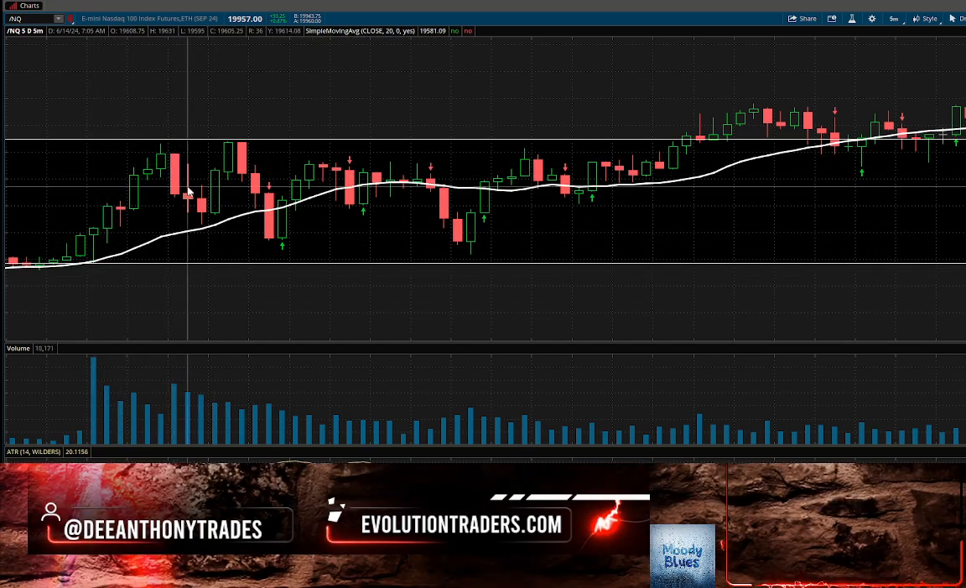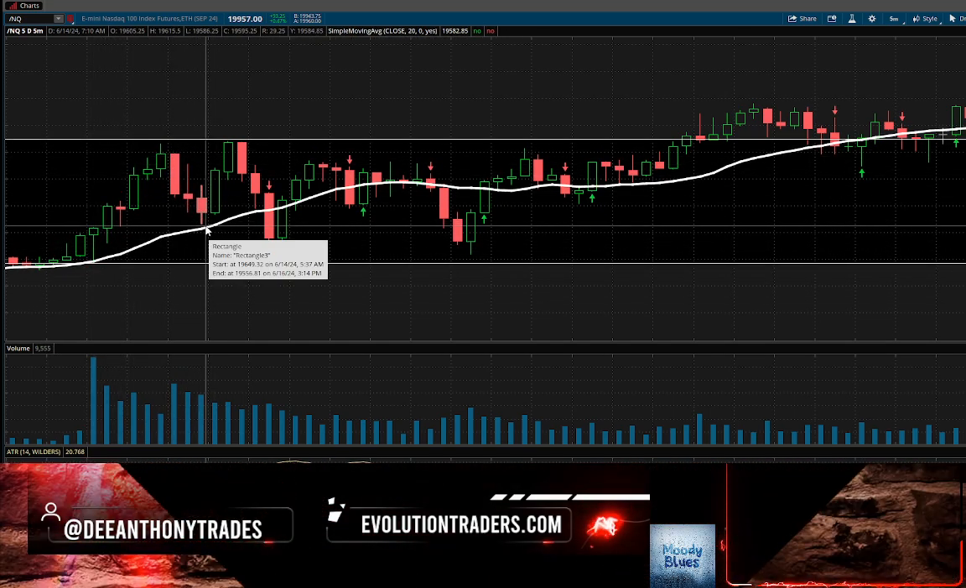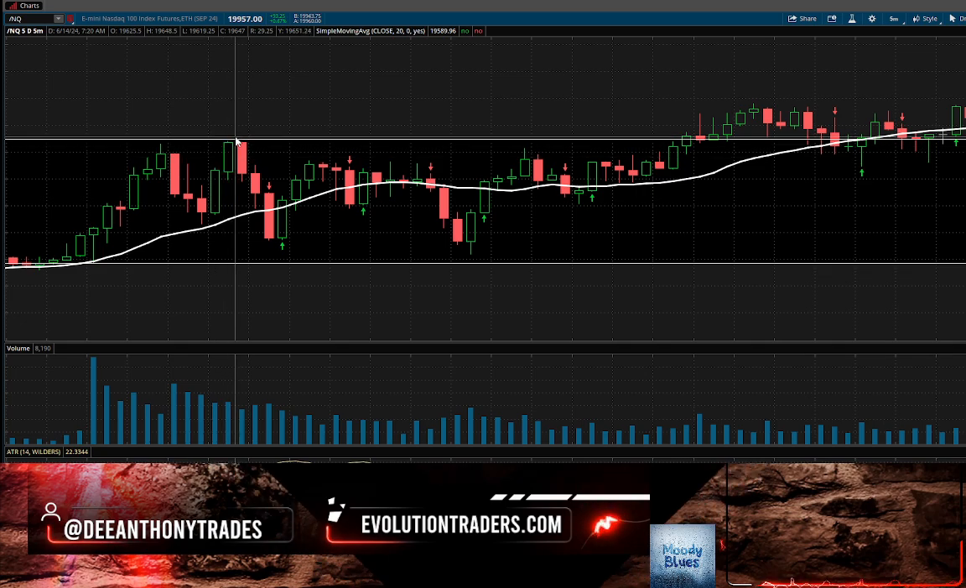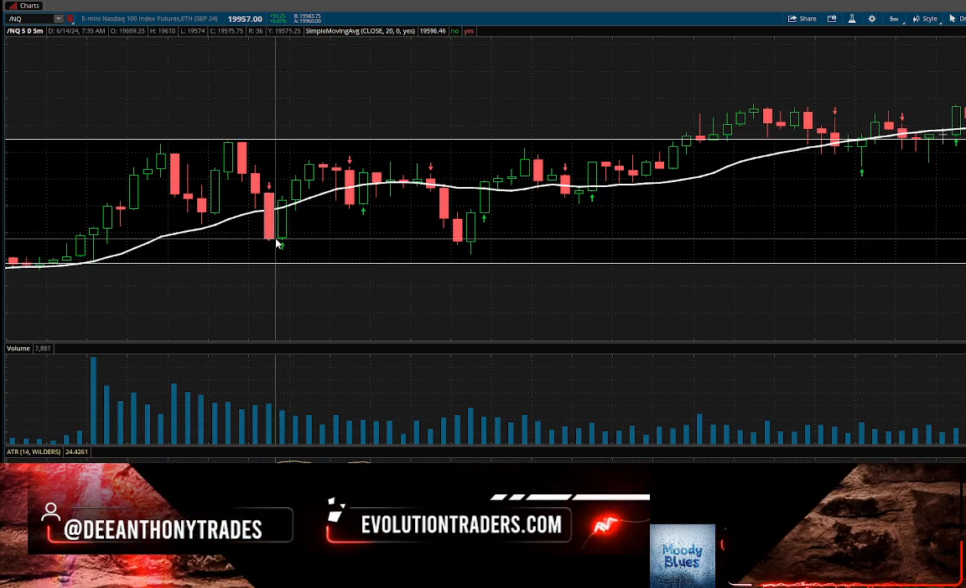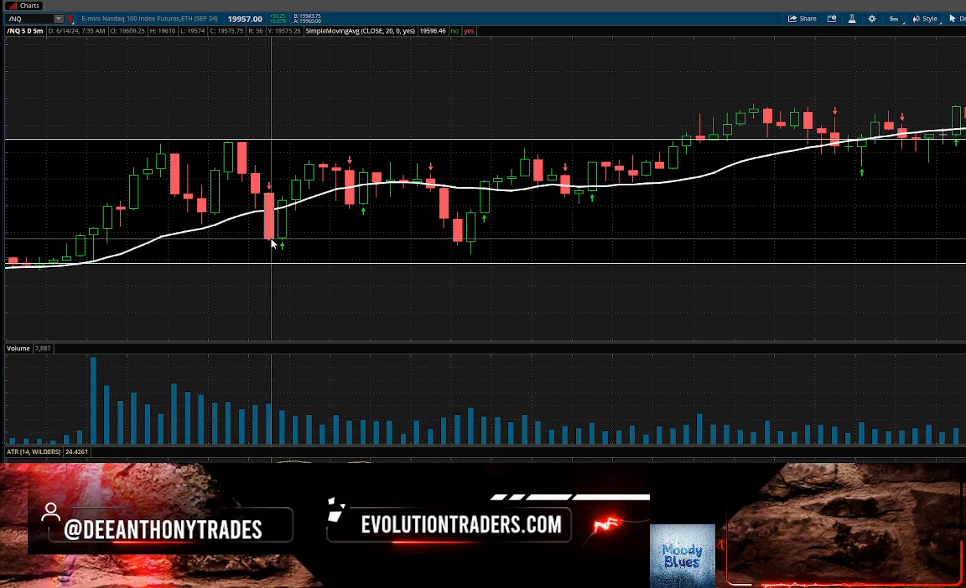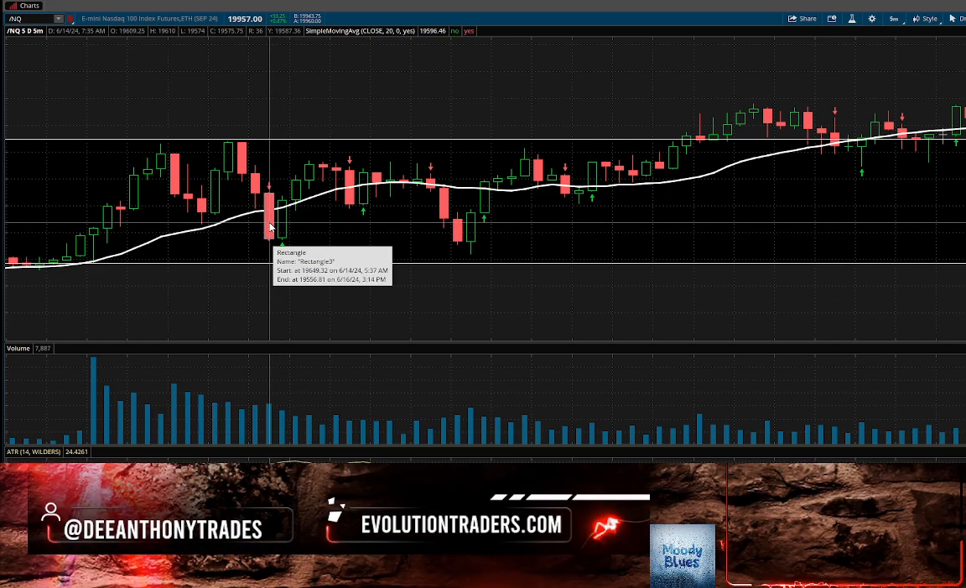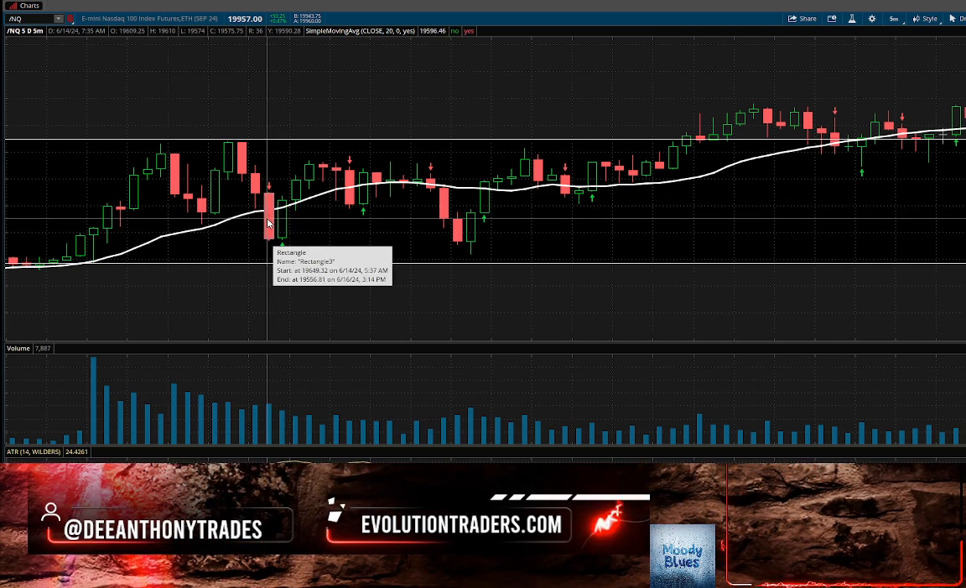We put in this high, we back tested the 20 SMA, we held, we pushed the highs again, double top, and then we lost it. No follow through. Okay, so there's no follow through, meaning no confirmation through this reason why candle. So there's no trade here.